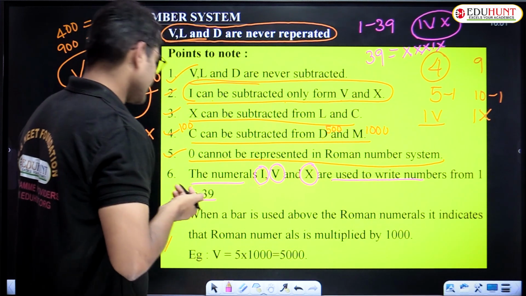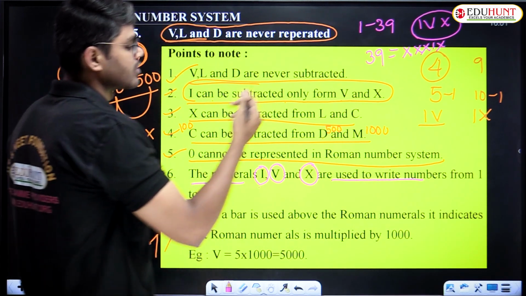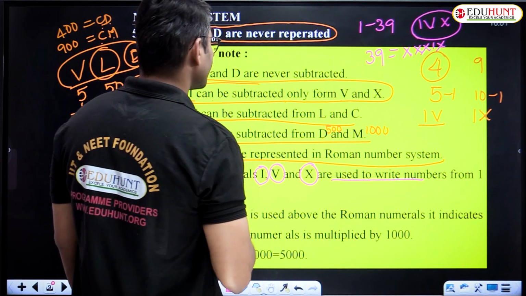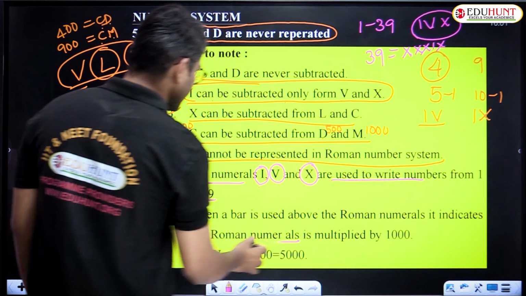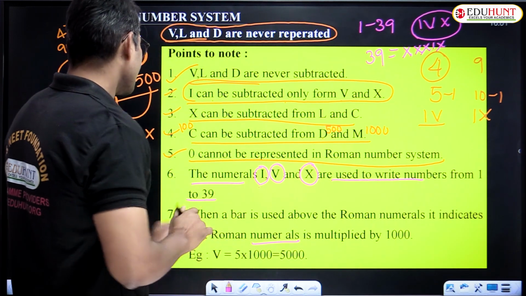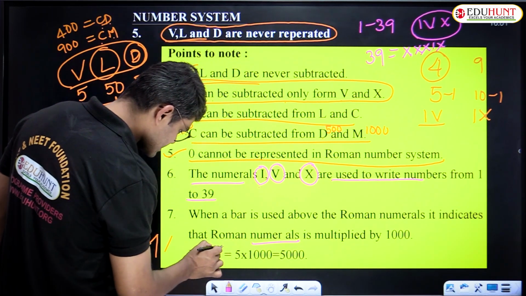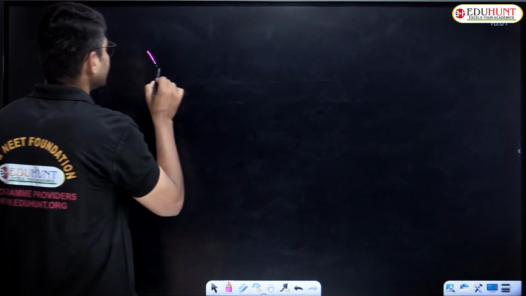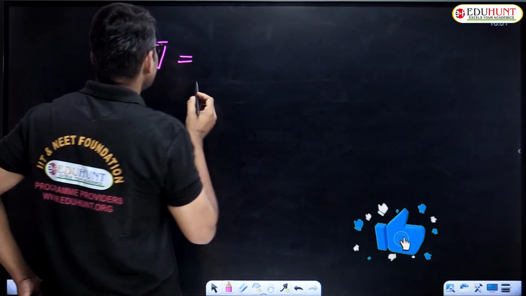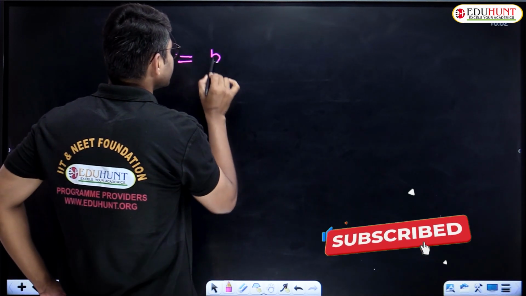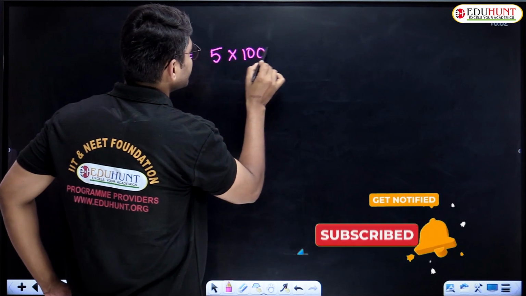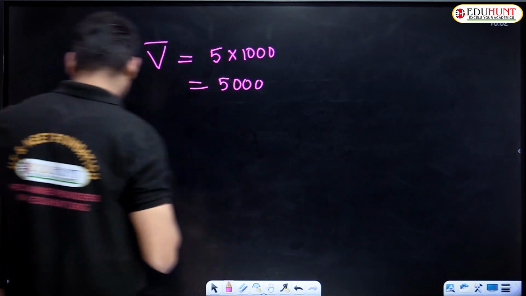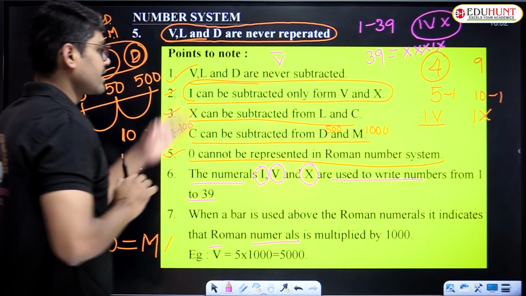Next, when a bar is used above the Roman numerals, it indicates that the Roman numeral is multiplied by 1000. For example, take V bar. V means 5, and bar means into 1000. This is nothing but 5000. Okay, students, did you understand these points?